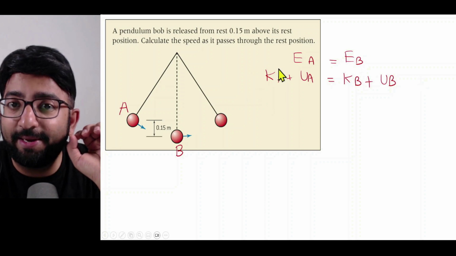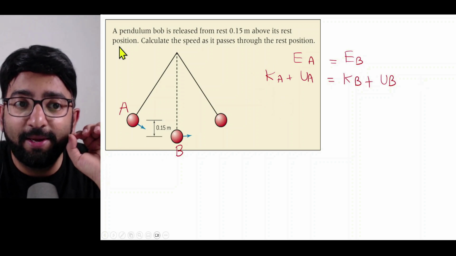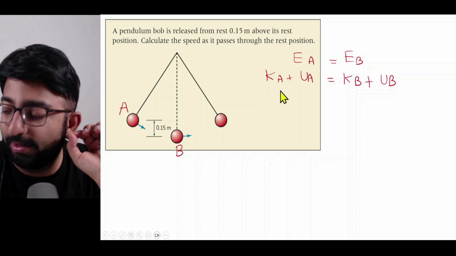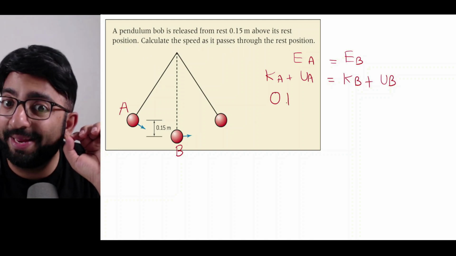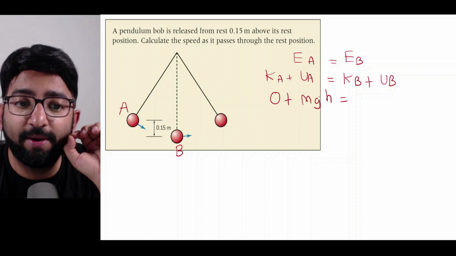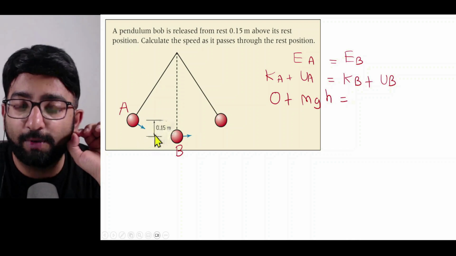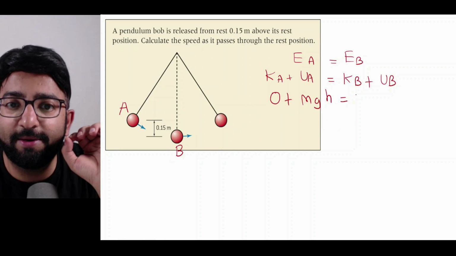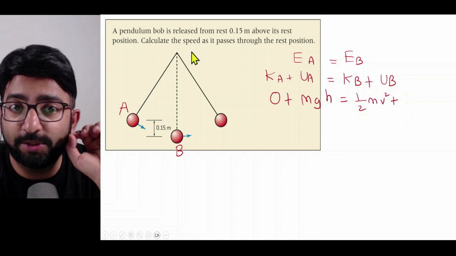Now, what is the kinetic energy of the object initially? It is given in the question that the bob is released from rest. So initial kinetic energy will be 0. Potential energy formula, we already know, will be mgh, where height in this case is 0.15 meters. At B, which is the centermost point, let's say the kinetic energy is half mv square, and it is this v which we are supposed to find.